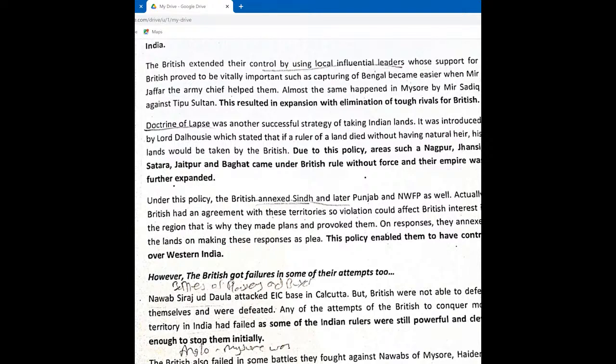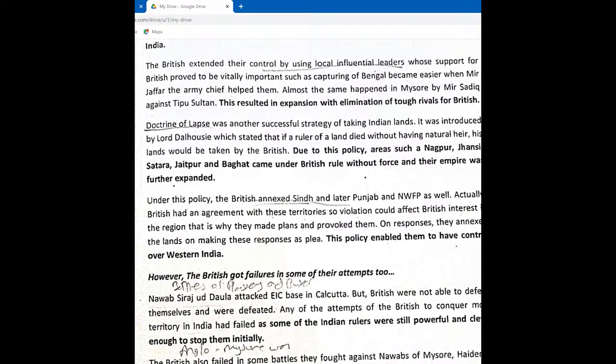So the reason over here is talking about how the British used to bribe the local army leaders. And the example, the development of that point, is how Mir Jafar was bribed in the Battle of Plassey. This is very important when you talk about the examples. Just always mention examples, because this is how you justify your points. This resulted in expansion with elimination of tough rivals for the British.